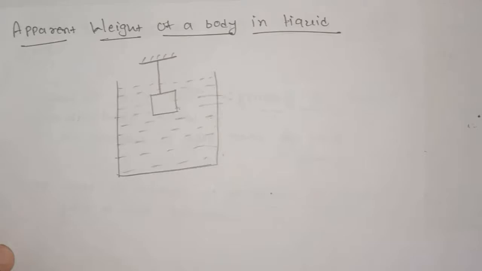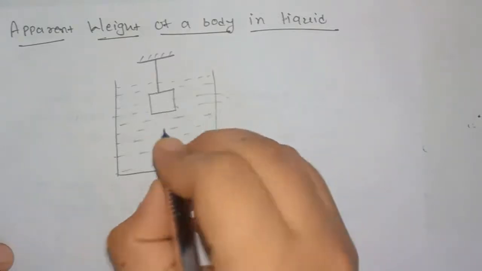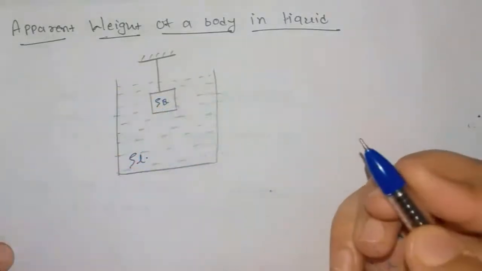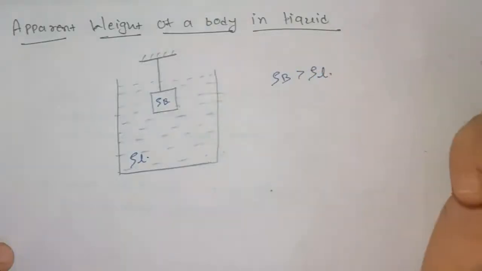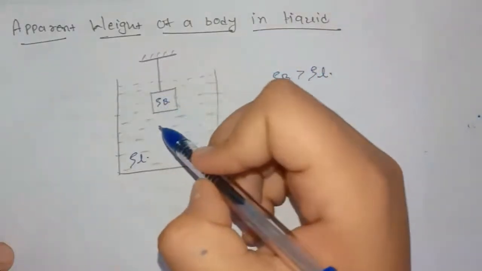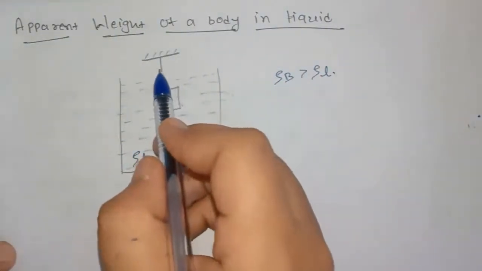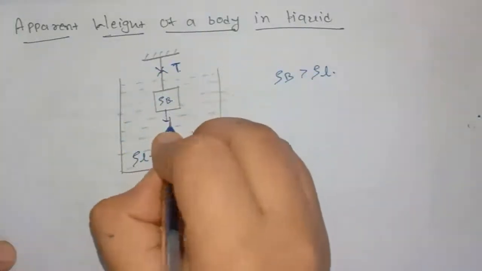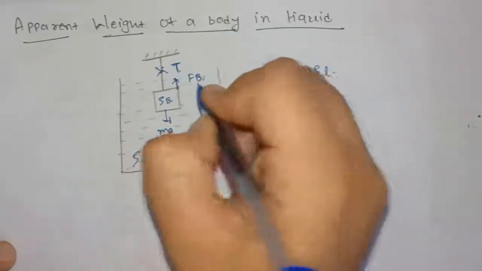Now let us see the apparent weight of body and liquid in different cases. Let's say rho L is the density of liquid, rho B is the density of body. Here density of body is greater than density of liquid, so this body will sink. The apparent weight will be the same as the tension force in the string. The force in downward direction will be mg, and the forces in upward direction will be the buoyant force and tension force.